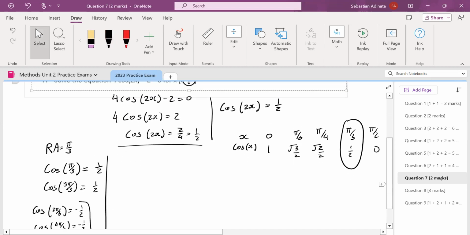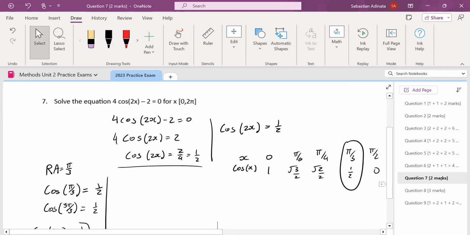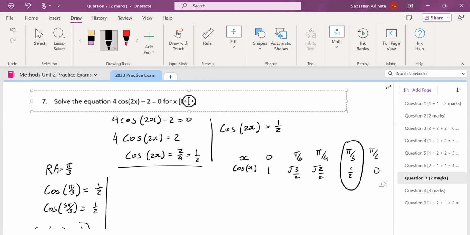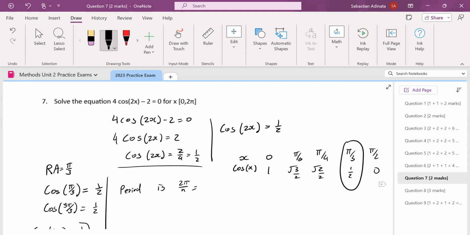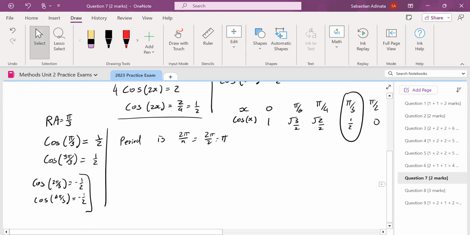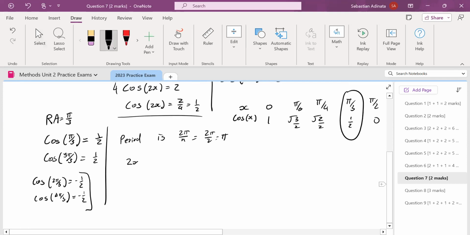And since our domain is from 0 to 2 pi, and our period is 2 pi on n, which in this case is 2 pi on 2, which is equal to pi, meaning we've got 2 cycles in this period. So what we'll have is 2x is equal to pi on 3 and 5 pi on 3.